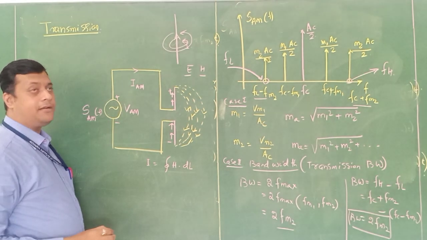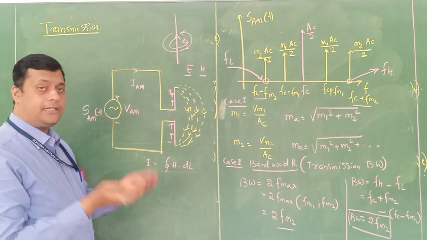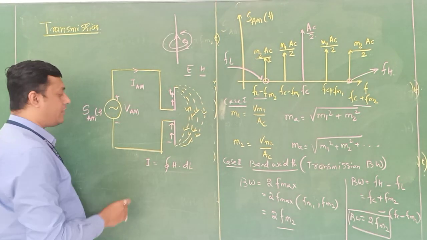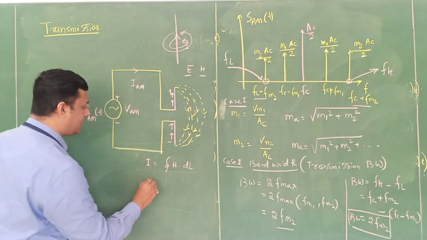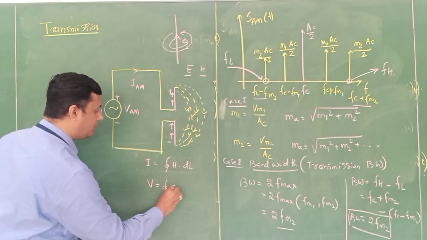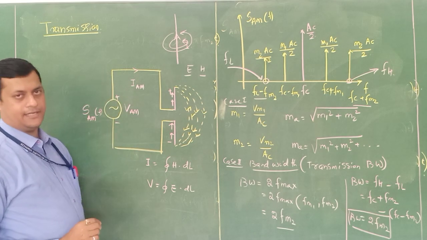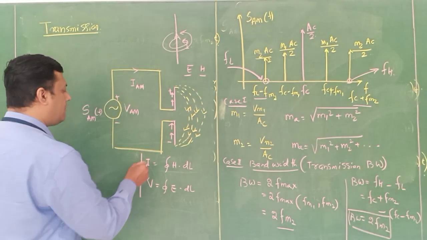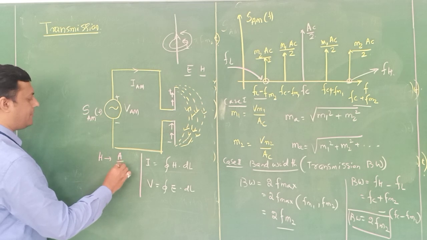dl is a small elemental length which I have considered for this conductor, and due to which magnetic field is generated in which current I is flowing. So this is the relationship. So if I is there, magnetic field is automatically generated. Similarly, if potential is there, I can relate it with respect to E dot dl, electric field with respect to this current element. So unit wise also you can identify the unit of magnetic field. Unit of magnetic field is ampere per meter.